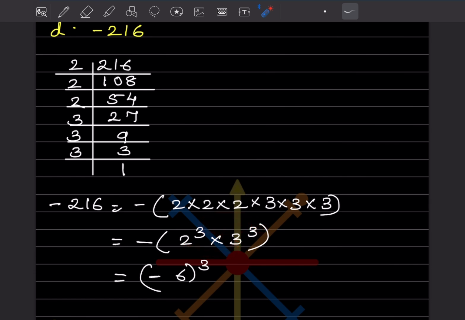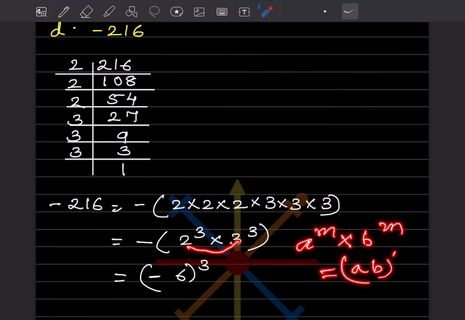So what will you do? The base you are going to multiply, because a raised to m into b raised to m is going to be ab raised to m. This is the law.